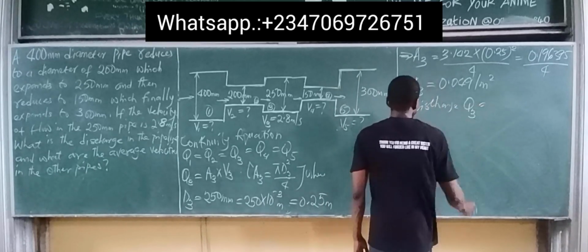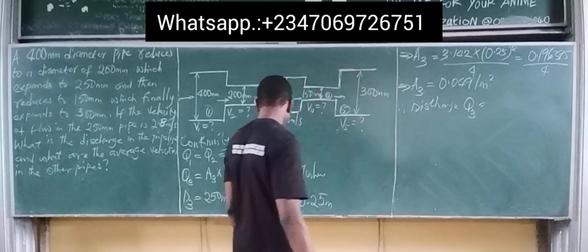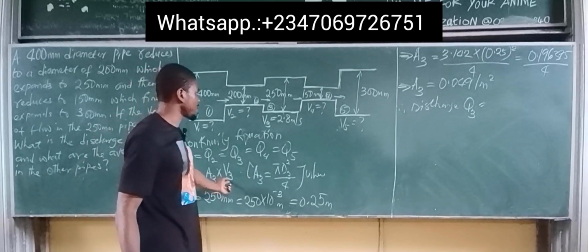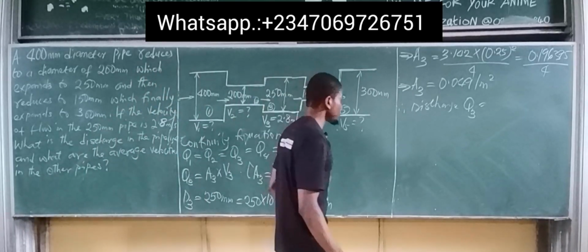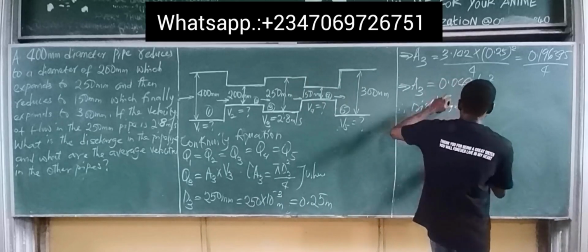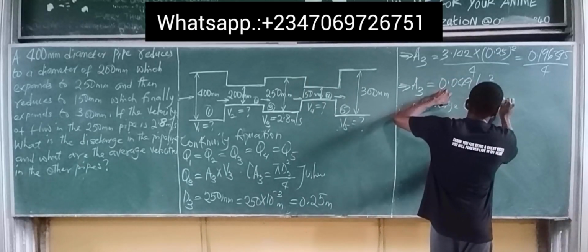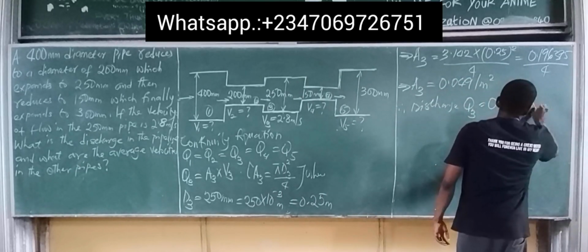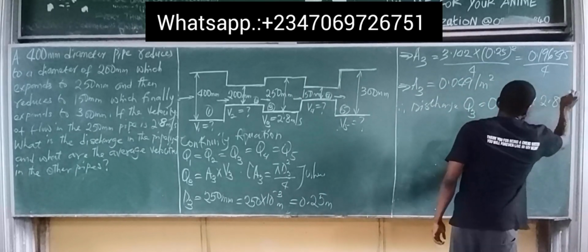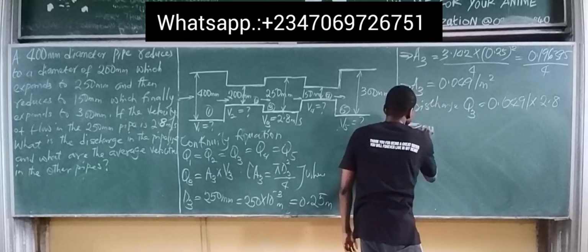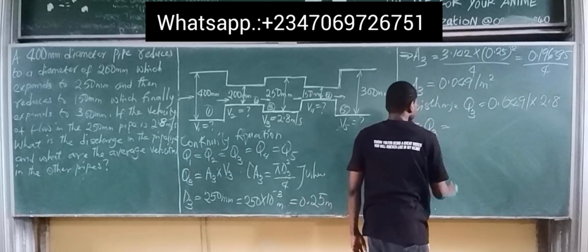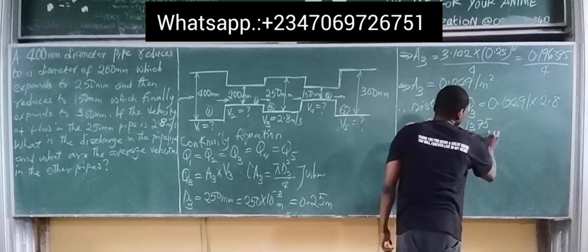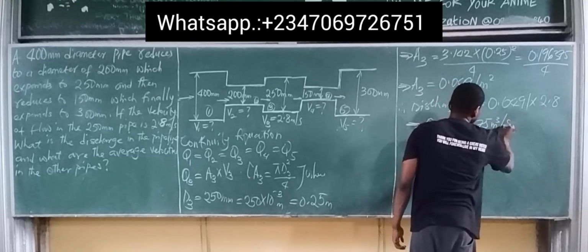Q3 is now equal to, we said the discharge is simply area of portion 3 multiplied by velocity at that portion, and the velocity at the portion is 2.8 meters per second. Therefore, discharge at that portion becomes area, which is 0.0491, multiplied by velocity, which is 2.8. So this implies that discharge Q3 is now equal to 0.1375 meter cube per second.